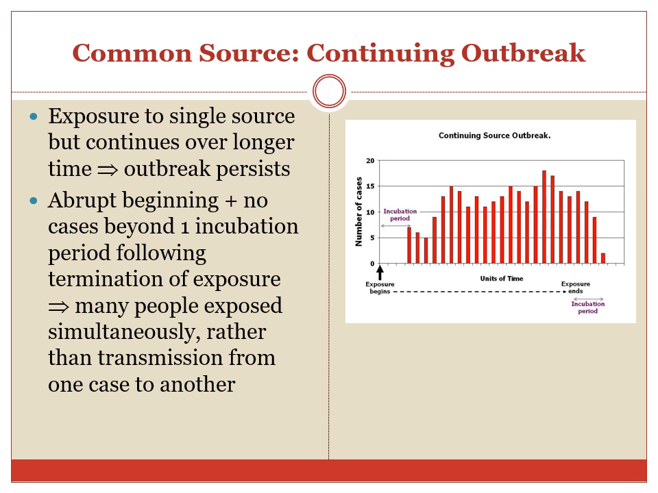This is the exposure, begins, and continues over time until here where it ends. You have an abrupt beginning, and then you see a number of cases that is more or less stable over time. And then a bit after the exposure ends, you start seeing a decrease, and then the outbreak dies out. Many people are exposed simultaneously rather than transmission from one case to another. So some people get exposed here, some people get exposed here, some people get exposed here, but there is no person-to-person transmission.